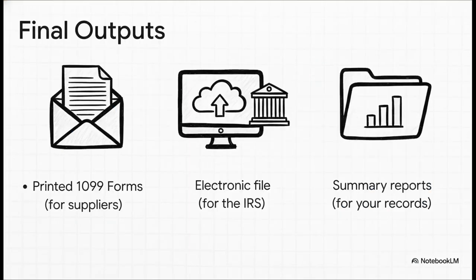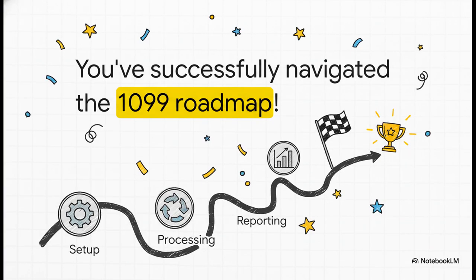So at the end of all this, what do you actually have in your hands? It comes down to three key things: the printed 1099 forms that you're going to mail to your suppliers, the electronic file that you'll submit to the IRS, and of course, summary reports for your own records. And just like that, there you have it. From the initial setup to the final filing, you've successfully navigated the entire JD Edwards 1099 roadmap.